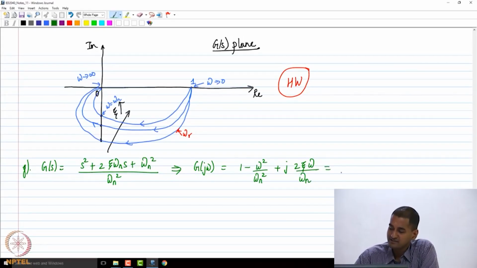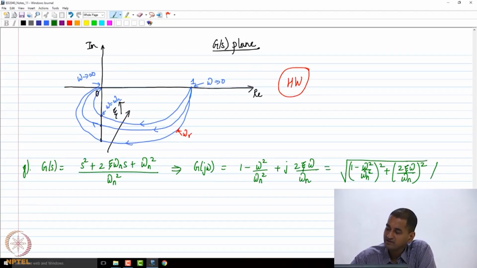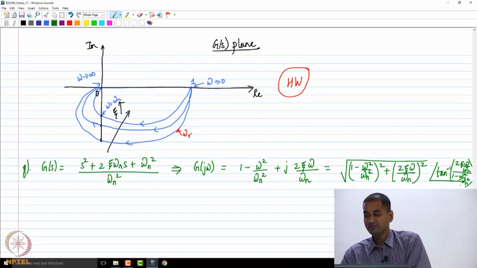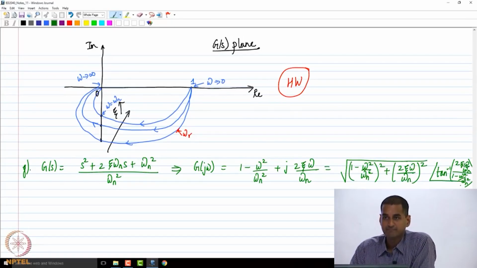So the magnitude and phase: the magnitude is going to be 1 over the square root of (1 minus omega squared by omega n squared) whole squared plus (2 zeta omega by omega n) whole squared. And the phase is going to be tan inverse of (2 zeta omega by omega n) divided by (1 minus omega squared divided by omega n squared). So that's what we will get as the phase.